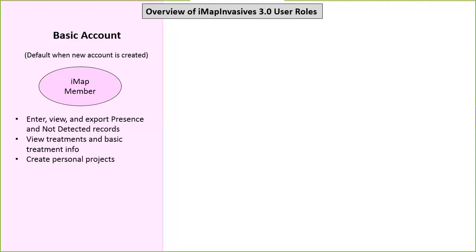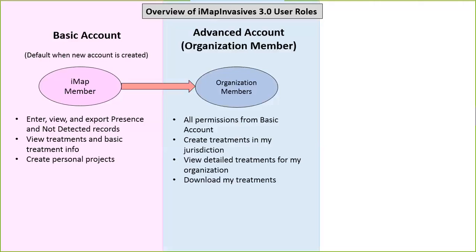As a regular IMAP member, you can also view treatment records. This is the basics of the treatments, so the who, what, where, when, essentially, but not necessarily the detailed, say, like chemical application or things like that. And you can also create personal projects. And so that's your default account when you first sign up using that form.